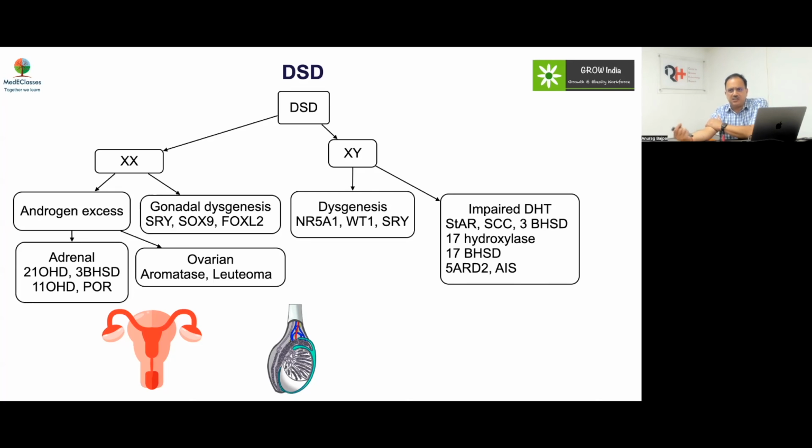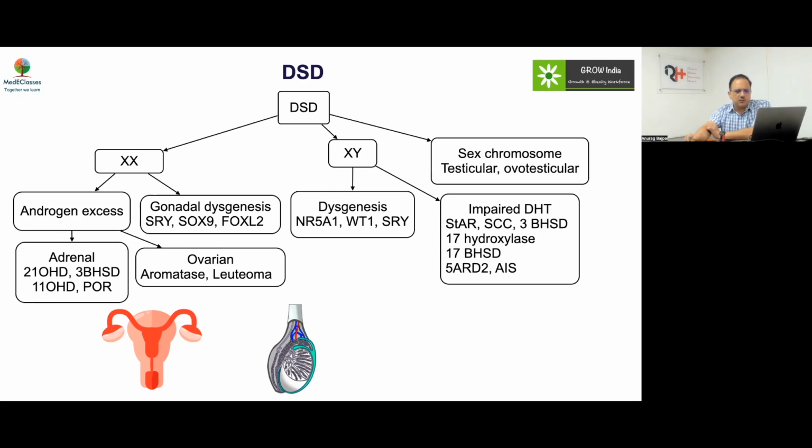Your gonads did not develop, NR5A1, WT1, SRY, all those scenarios, or your gonads were there, but they are not producing enough DHT. So the problem could be in the StAR, side chain cleavage, 3 beta HSD, 17 hydroxylase, which will cause hypertension. The first 3 will cause salt wasting, 17 beta HSD and LHCG receptor defect, which will not cause any salt effect, or a problem of post-testosterone conversion into dihydrotestosterone, or androgen insensitivity syndrome.